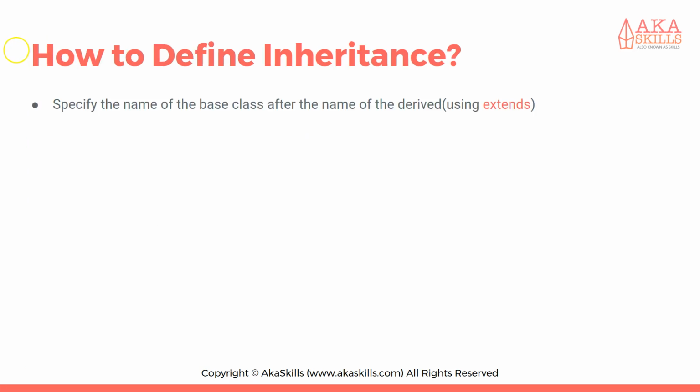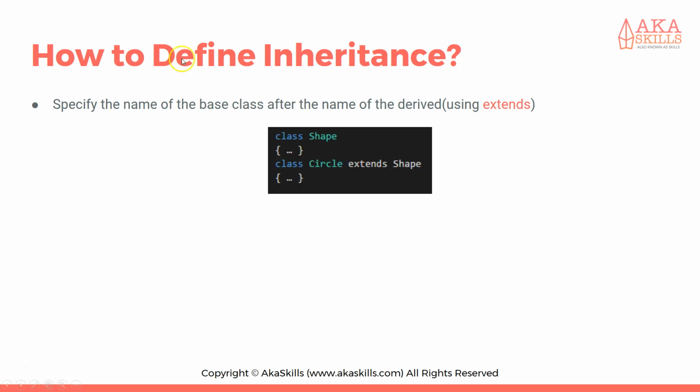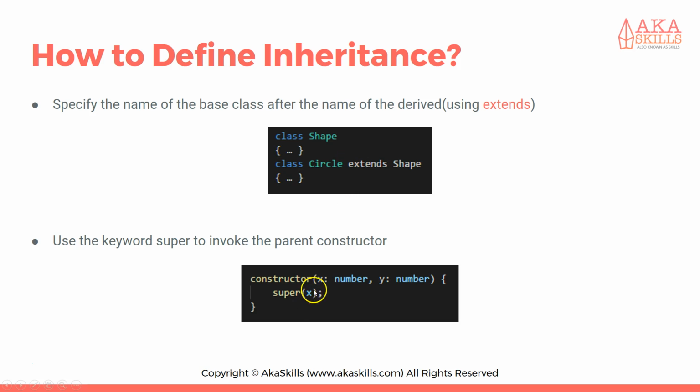How to define inheritance? Well, we need to specify the name of the base class after the name of the derived class using extends. So I have the parent class, which is class Shape, and then to inherit it, I must say class Circle extends Shape. And that's how I'm making the inheritance. So you can see that it's pretty easy, just one word and the name of the class.